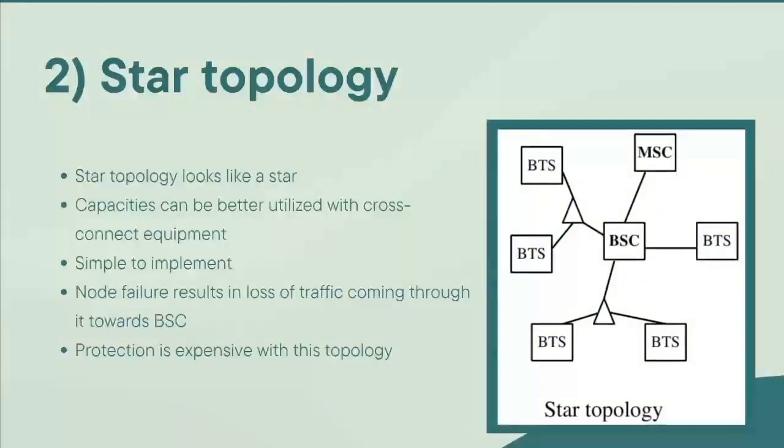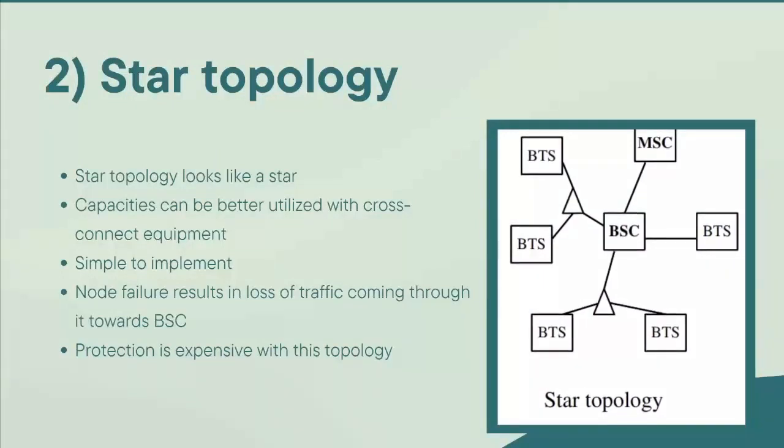Moving on to the second topology, the star topology. As you can see from the picture, and as the name suggests, it is shaped like a star. For this kind of topology, capacity can be better utilized with cross-connect equipment, and this one is relatively simple to implement. But a node failure may result in the loss of traffic coming through toward the base station controller. And just like the previous one, the protection is also expensive with this kind of topology.